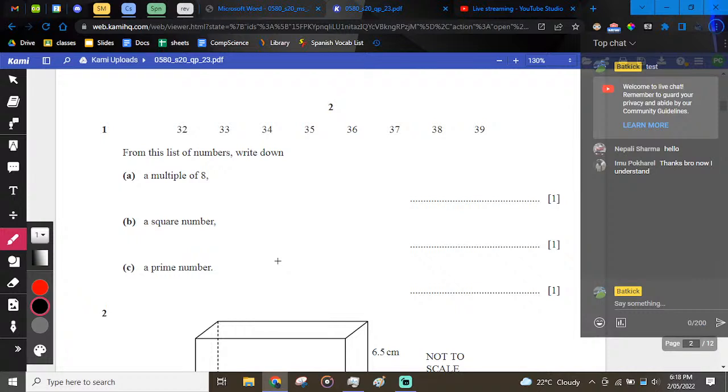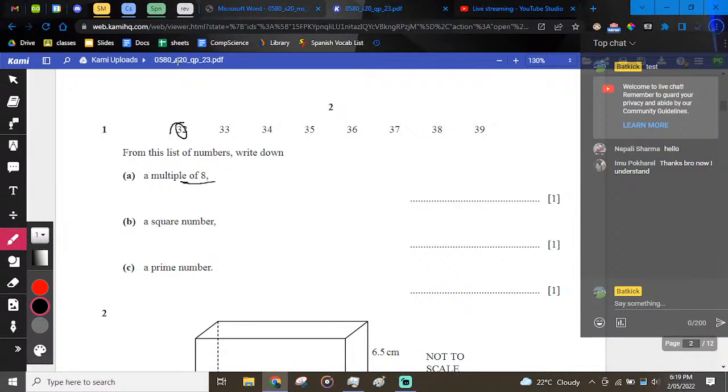This is a paper 2, 2020, code 23. I'm not certain. Summer or is it winter? Summer, S20. Aight. Here we go. Maths. I'm dehydrated. Okay. Hydration complete.